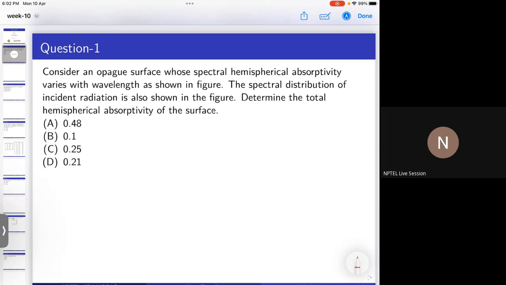We consider an opaque surface whose spectral hemispherical absorptivity varies with wavelength, and the spectral distribution of incident radiation is also shown. I will draw the figure. You have to determine the total hemispherical absorptivity of the surface. The required figure I have drawn, so you can start solving this out.